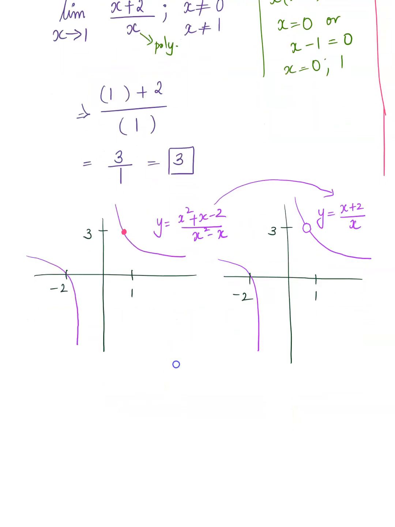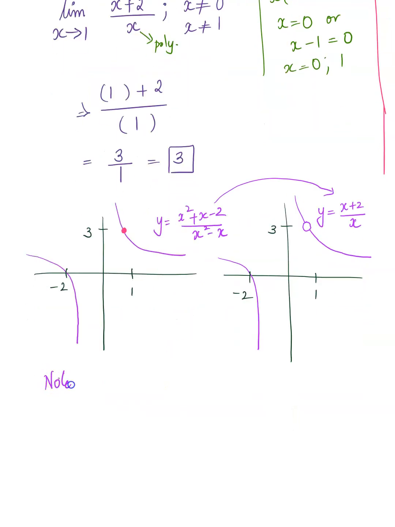So I'll just make a quick note here. The hole at x equals 1 indicates the rational function is simplified.